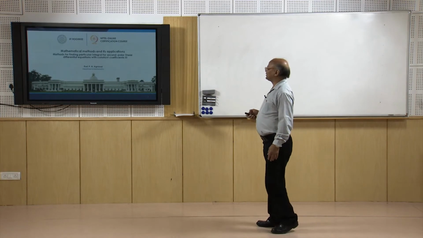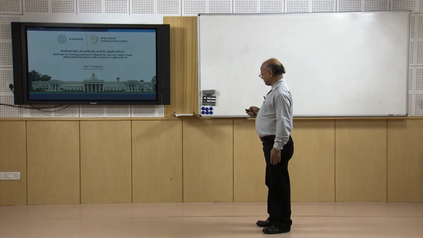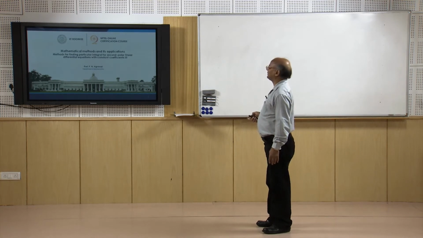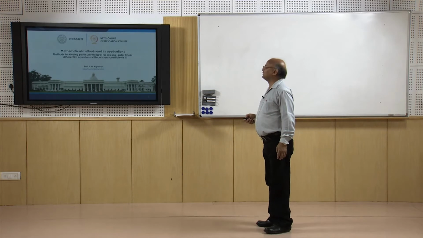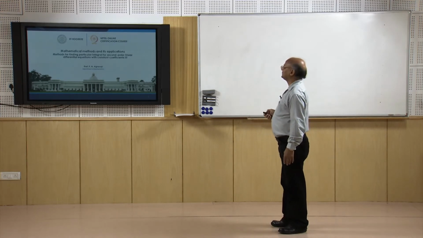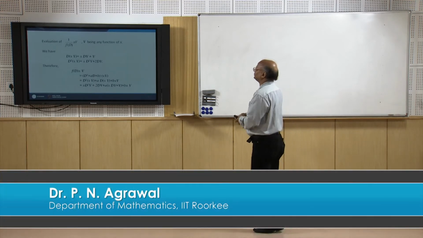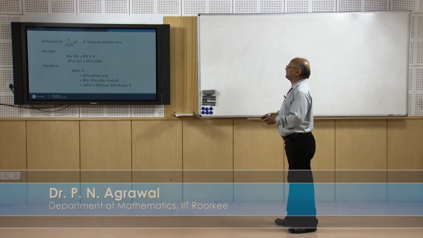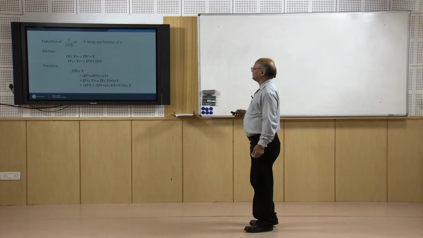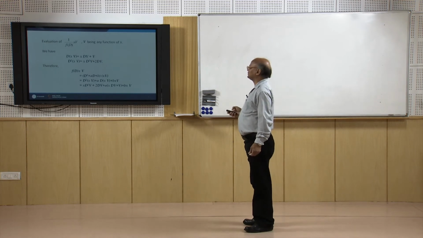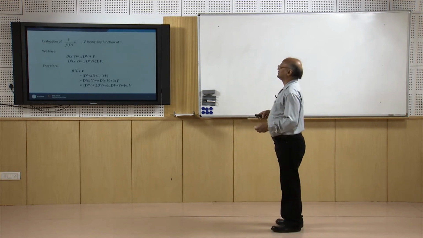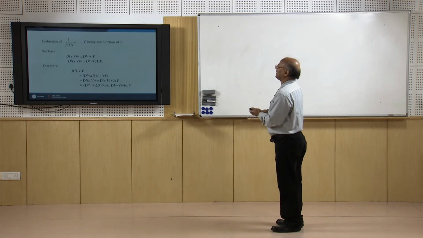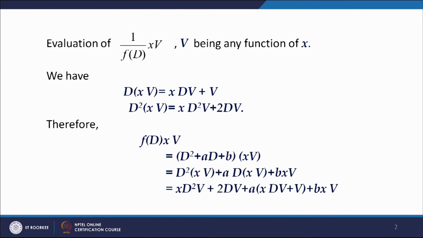Hello friends, welcome to my third lecture on this topic, methods for finding particular integral for second order linear differential equation with constant coefficients. We are trying to find the particular integral for second order non-homogeneous linear differential equations where R(x) is of some special forms. So, if R(x) is of the form x into V, where V is any function of x, how shall we evaluate the particular integral?